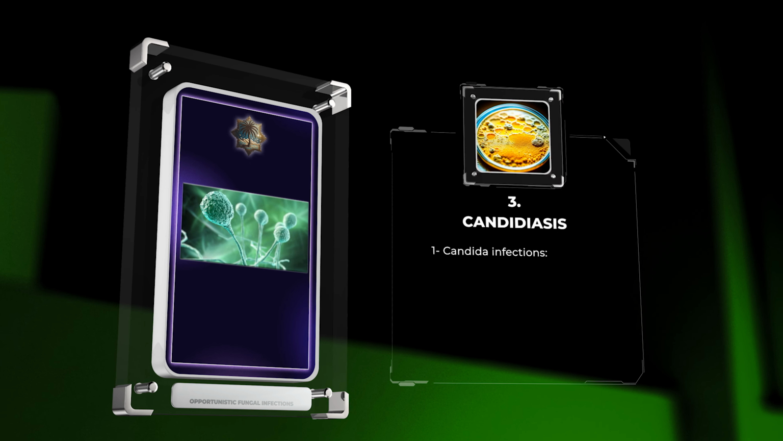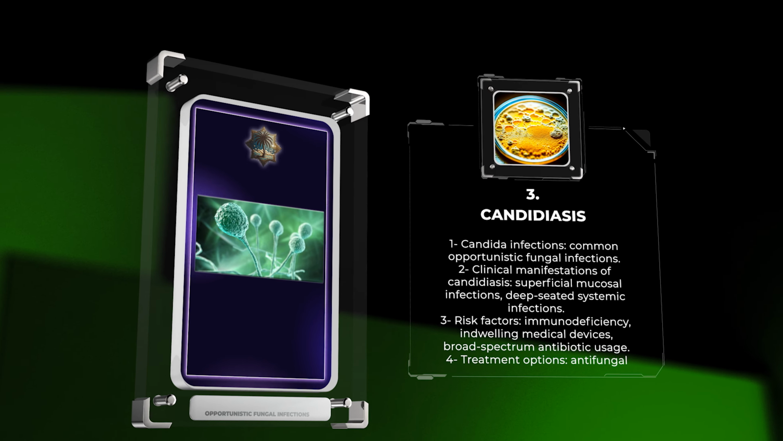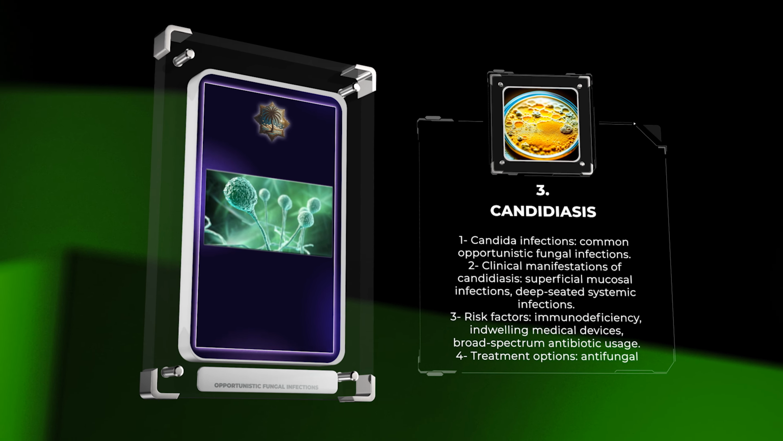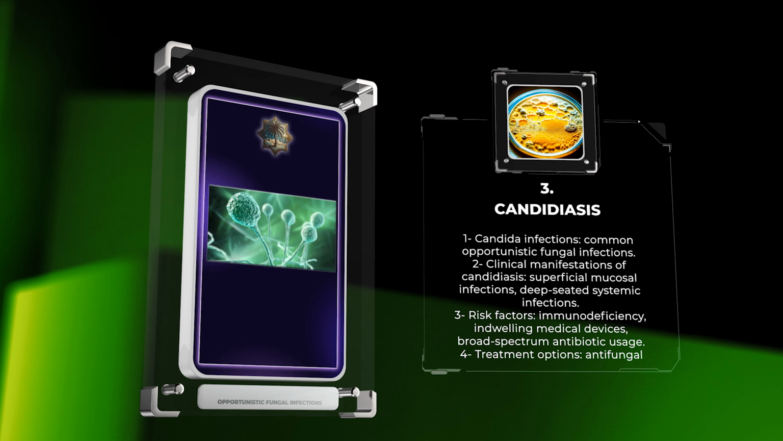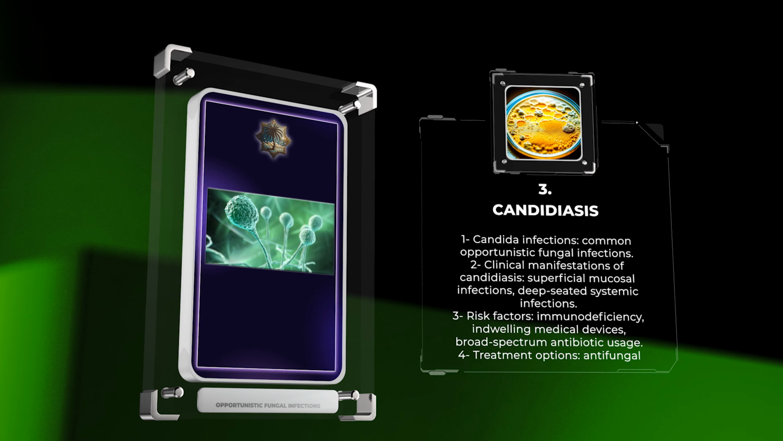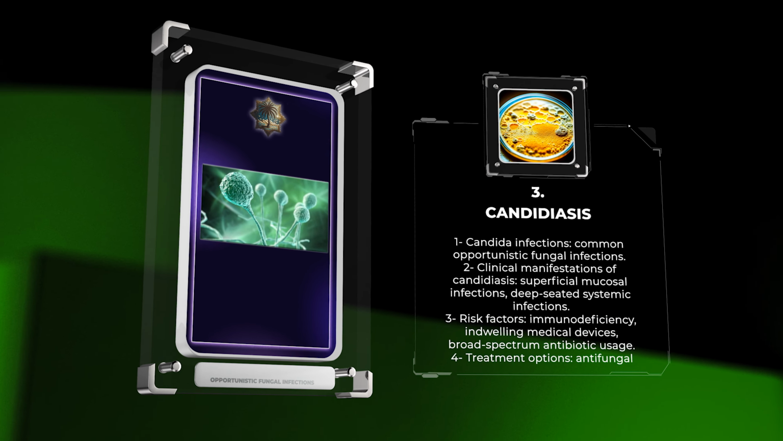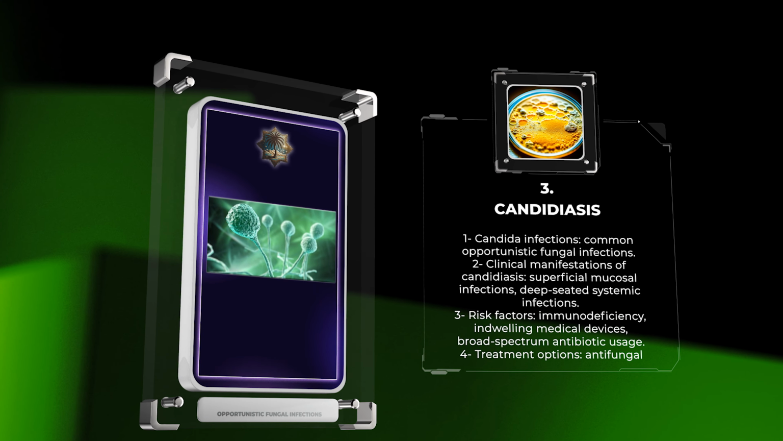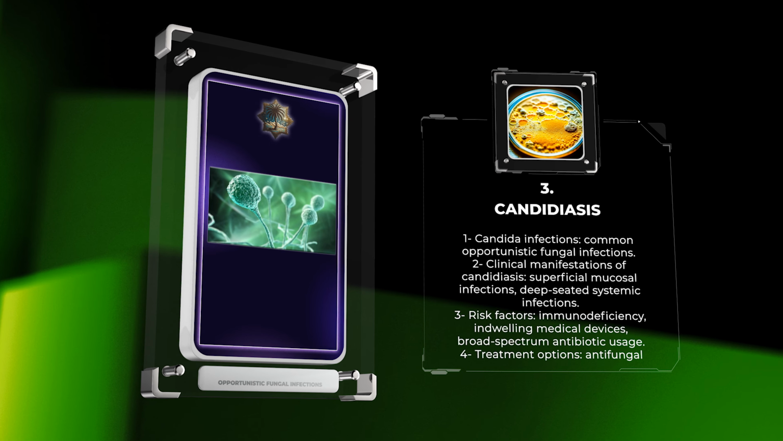pathogens. Abnormalities in these immune responses can result in either excessive inflammation or immunosuppression, both of which can exacerbate fungal infections. Candida infections are among the most common opportunistic fungal infections in both immunocompromised and immunocompetent individuals. We will explore the clinical manifestations of candidiasis, which range from superficial mucosal infections to deep-seated systemic infections. Additionally, risk factors such as immunodeficiency, indwelling medical devices, and broad-spectrum antibiotic usage will be discussed. Treatment options, including antifungal medications and adjunctive therapies, will also be reviewed.